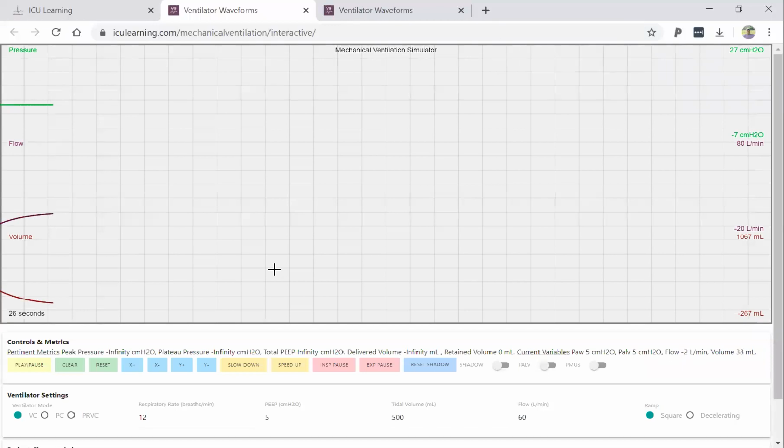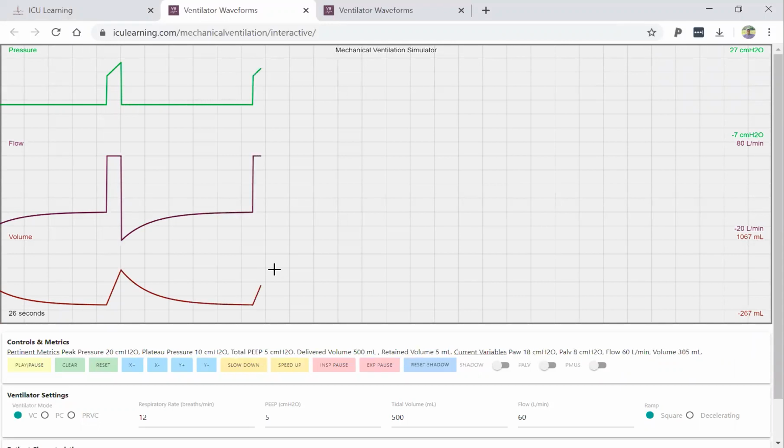All right, so here you see an example of a patient with normal lungs and standard ventilatory settings. I will pause the simulation now. So in assessing the auto PEEP or air trapping, it's important to first visually recognize that by looking at the waveforms, and then you can do a more quantitative assessment by doing an expiratory pause. And so first, I would like you to focus on the flow waveform.